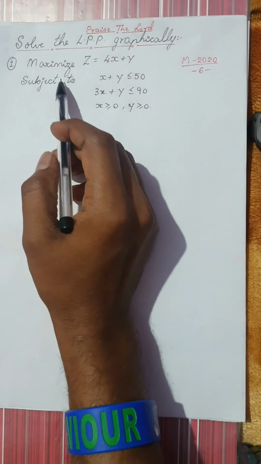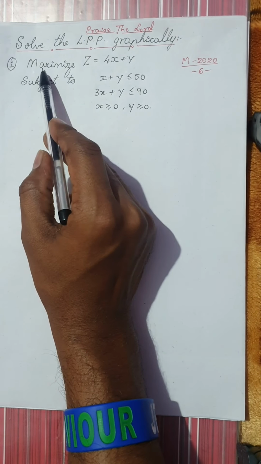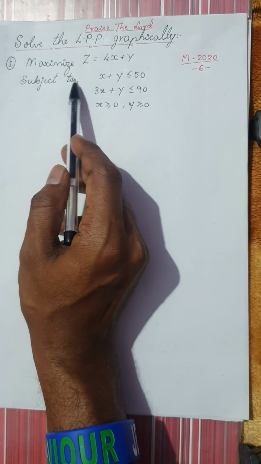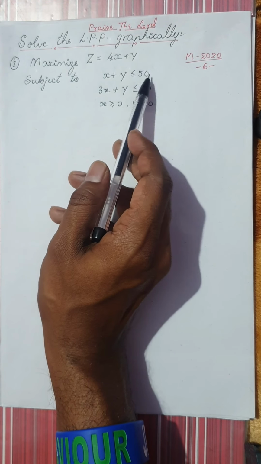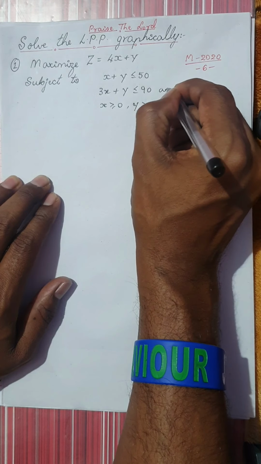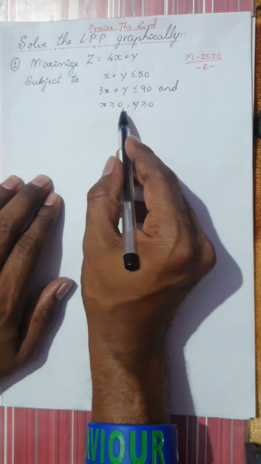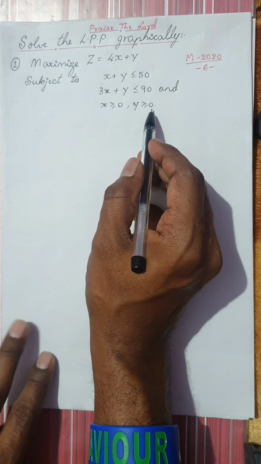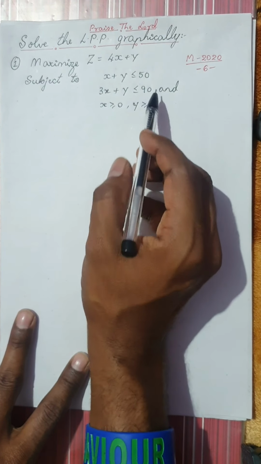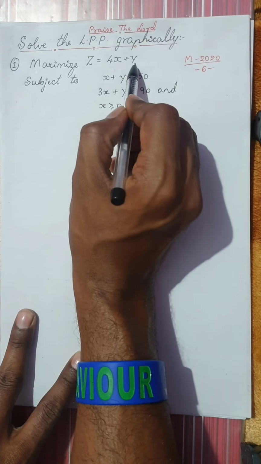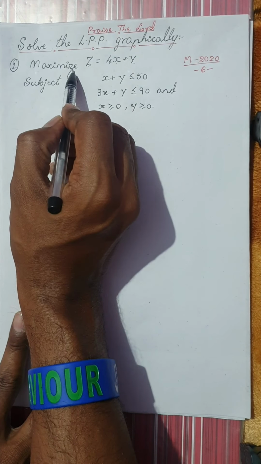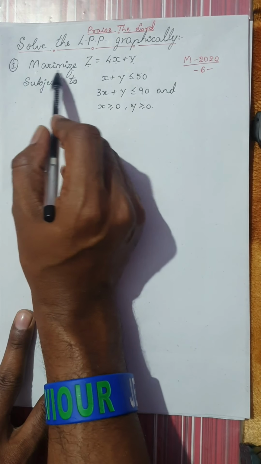The first question we're going to take, he will ask you: maximize z which is equal to 4x plus y subject to the constraints x plus y less than or equal to 50, 3x plus y less than or equal to 90, and he would say x greater than 0 and y greater than 0. In your definition part, we would have defined linear objective function. So this is the objective function. My objective function, which is z is equal to 4x plus y, is to be maximized here. So the optimization here would be maximization.